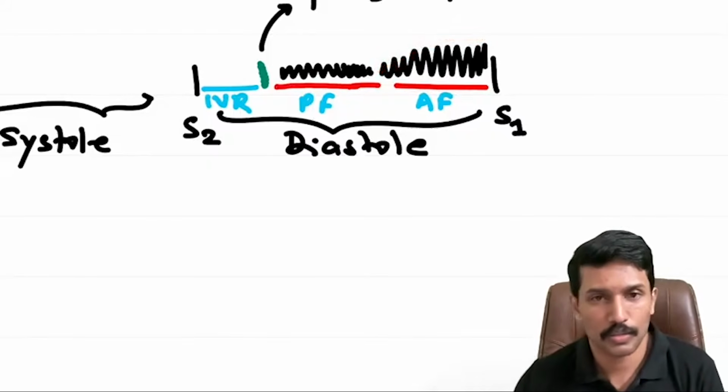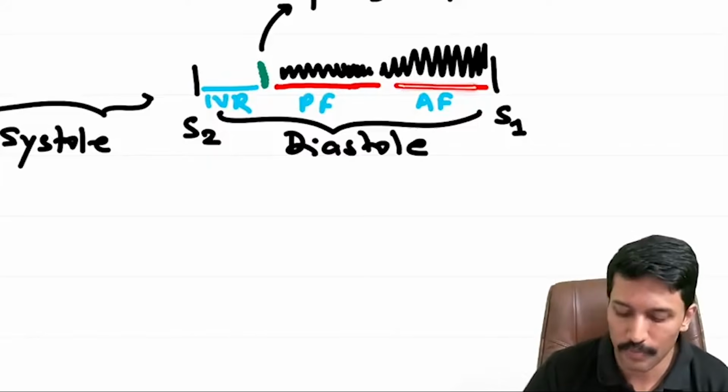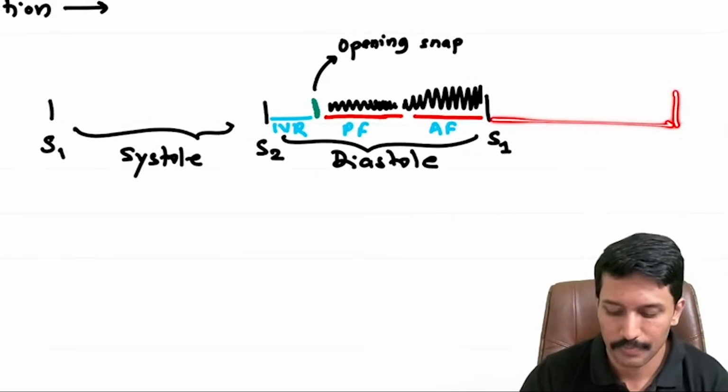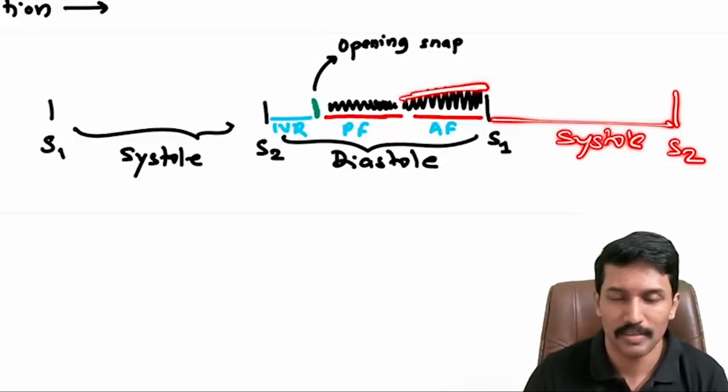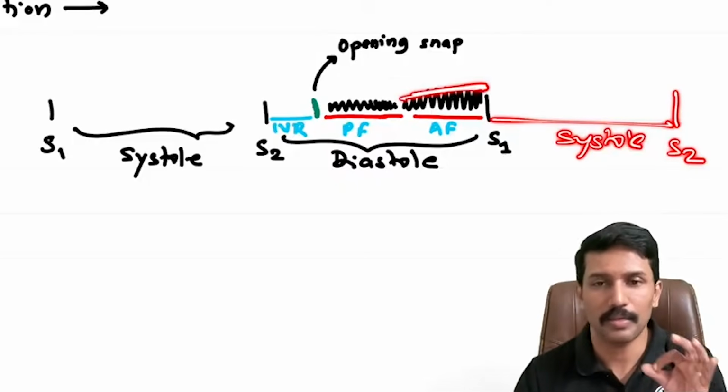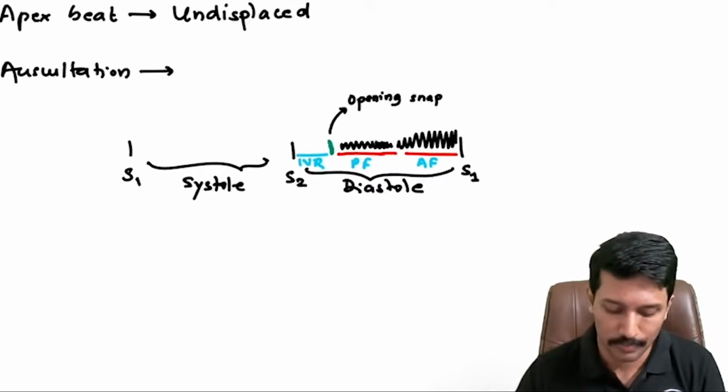Why am I calling it presystolic accentuation? Because it is the last part of diastole. After this, I have systole. So just before systole started, the intensity of the murmur increased. So we'll call it presystolic accentuation.